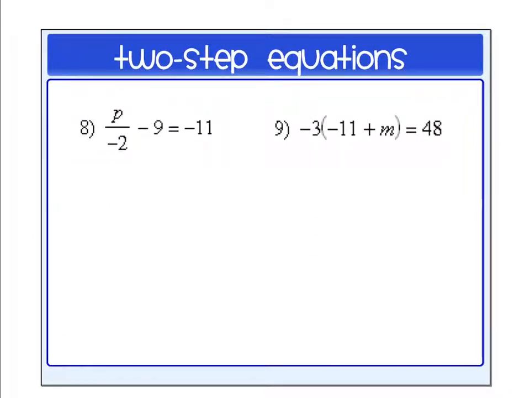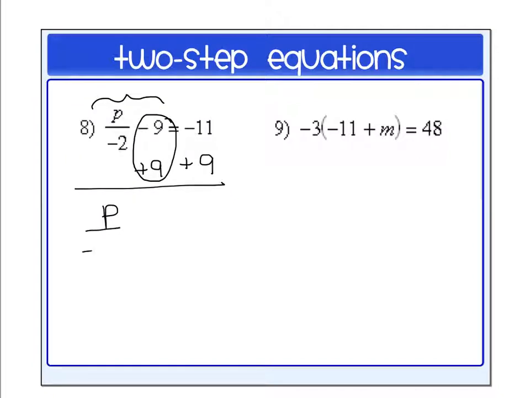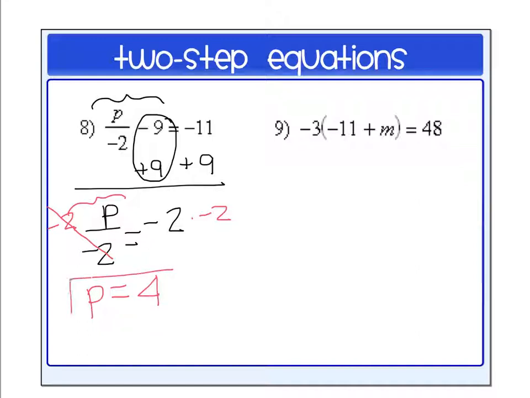With number 8, what's farthest away but still on the same side as our variable is the minus 9. To get rid of our minus 9, we're going to add 9 to both sides. This zeroes out because they're opposites. We're left with p over negative 2 equaling negative 9 plus 9 is negative 2. What's still connected to our p is our divided by negative 2. To undo dividing by negative 2, we're going to multiply by negative 2. The negative 2s cancel off. We're left with p equals negative 2 times negative 2 is a positive 4.